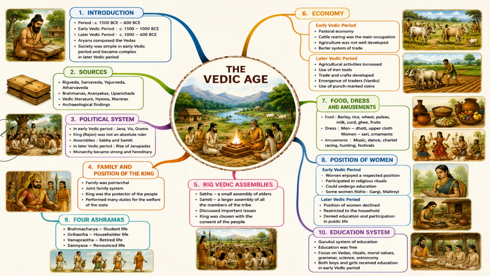Now we will go through a mind map. You can take a screenshot of this image right now because it will be very helpful to you. So we are discussing the Vedic age and we will discuss it under the heads of introduction, sources, political system, family and position of king, four ashramas, Rig Vedic assemblies, economy. We had both early Vedic and later Vedic economy, food, dress, and amusements, position of women again under two heads of early Vedic age and later Vedic age. Then we had discussed the education system. So this is a summary of the entire presentation. Please go through it. It will help you to remember your chapter better.